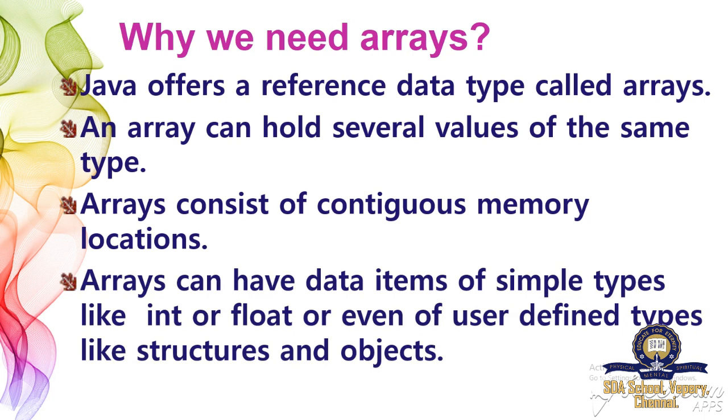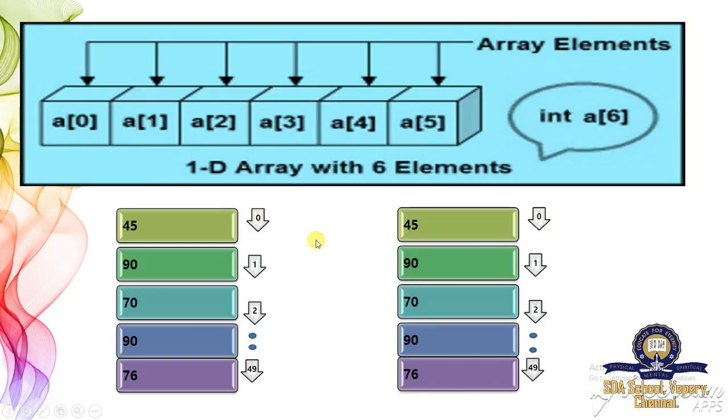Next one is arrays can have data items of simple types like integer or float, or even of user defined types like structures and objects. So arrays can have the primitive types or composite types. Composite type means reference types. Now let's see about arrays. What is an array and what is the definition of arrays?